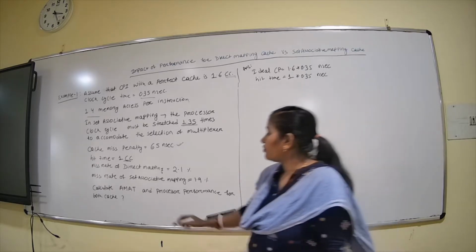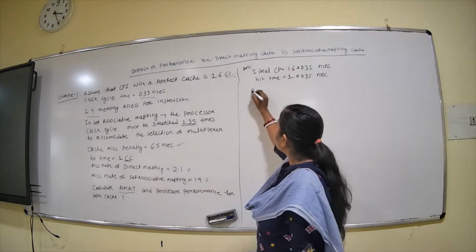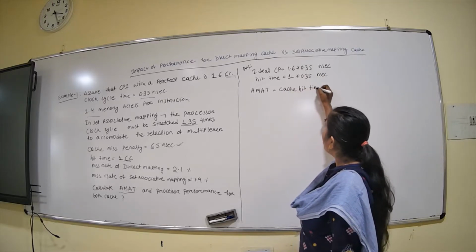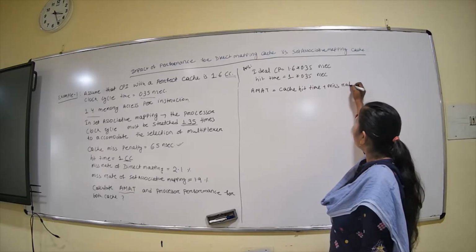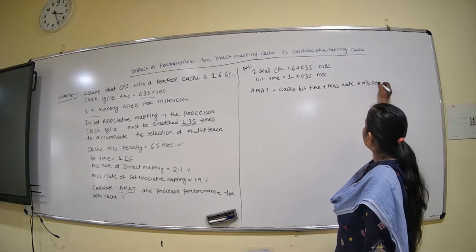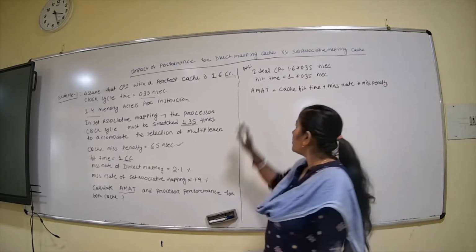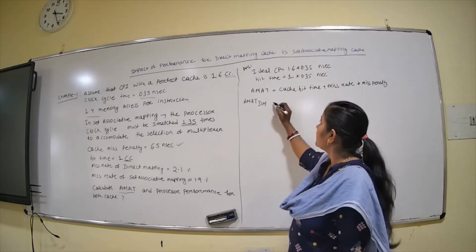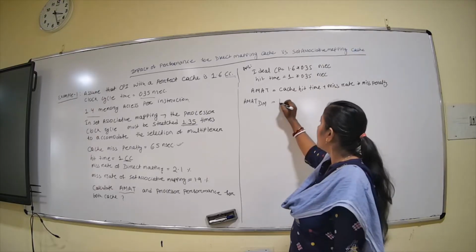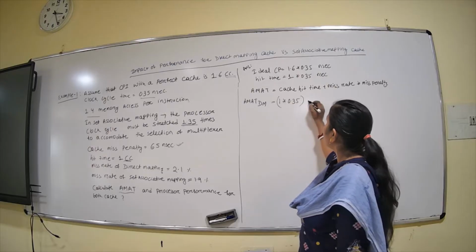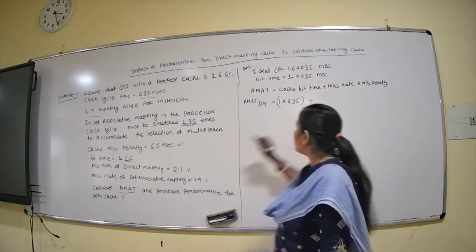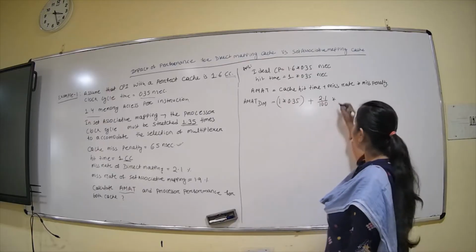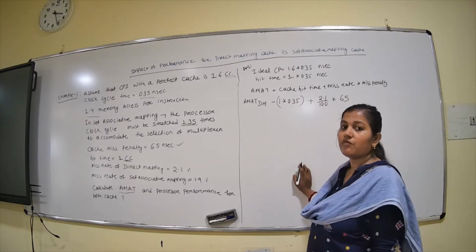Now we will see how to calculate average memory access time. What is the formula? Average memory access time equals cache hit time plus miss rate into miss penalty. I will show you for the direct mapping, DM means direct mapping. So cache hit time is 1 into 0.35, plus the miss rate of the direct mapping, 2.1 by 100, into miss penalty, which is 65 nanoseconds. So this is your average memory access time for the direct map.